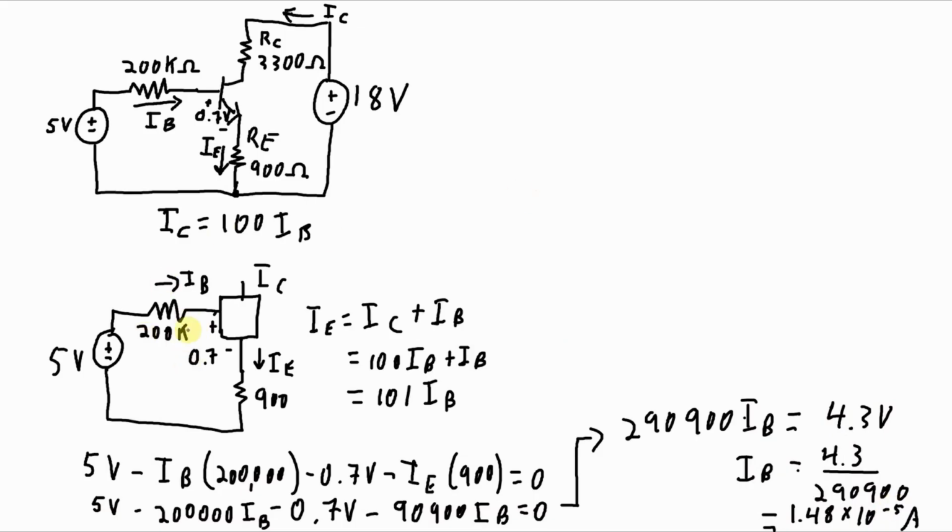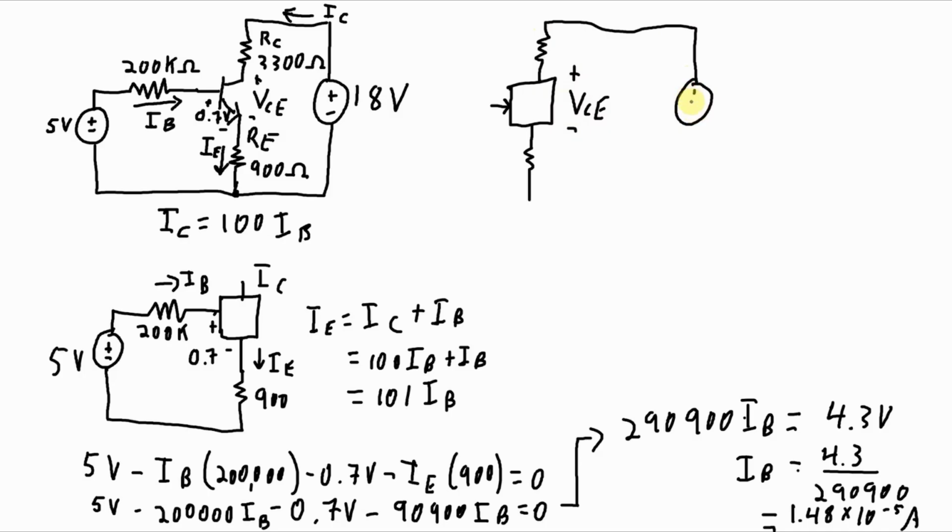We could easily calculate the voltage across the 200K resistor. Just multiply that IB times 200,000. But let's go to this loop to figure out what the voltage across the transistor is here. And let's call that VCE. So again, if we got a black box, we've got an IB coming into it. We have an IE coming out of it. We don't know the voltage of it yet. It's VCE, and we want to know what that VCE is. Up here, we have another resistor, and then we have an 18-volt source.